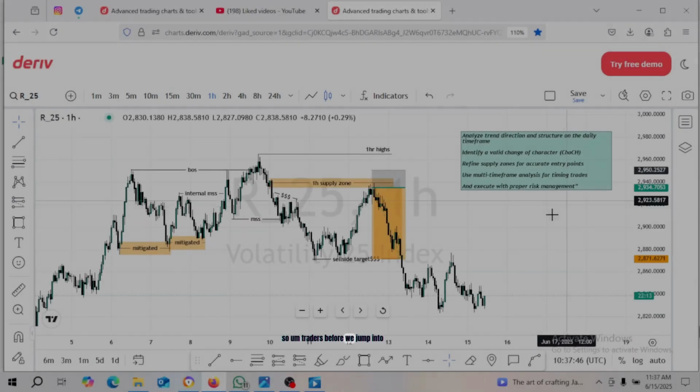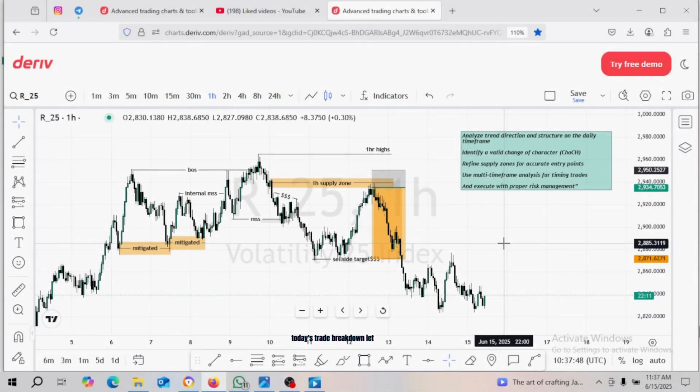So traders, before we jump into today's trade breakdown, let me say this. If you are still struggling to understand the market, don't give up. Every pro trader once felt confused the same way you are feeling today. What changed was consistency, patience, and the decision to keep learning. So I would want you to stay focused, take note, and let's grow together.